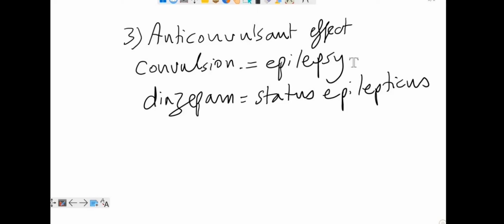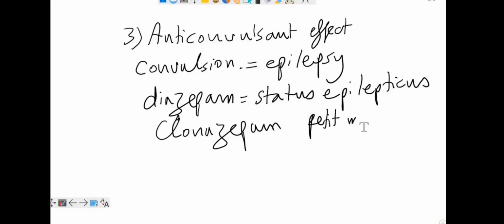Clonazepam, for example, is used for petite mal epilepsy. Clonazepam is used for treatment of petite mal epilepsy. Inshallah, when we talk about the epilepsy, we know that there are different types of epilepsy, including petite mal, grand mal, status epilepticus, etc. Okay, they can produce muscle relaxant effect.